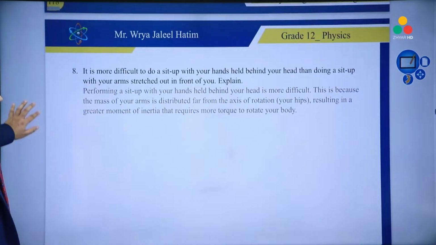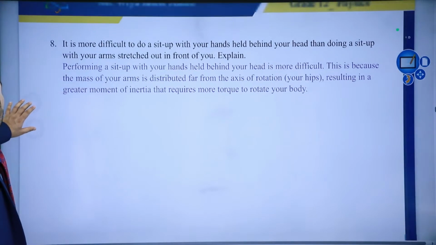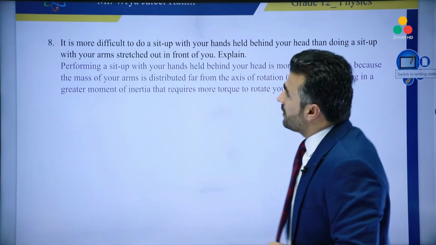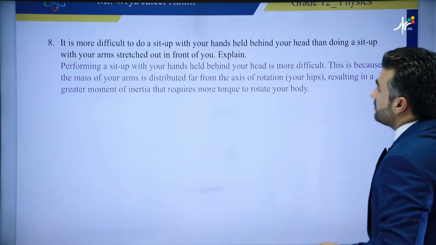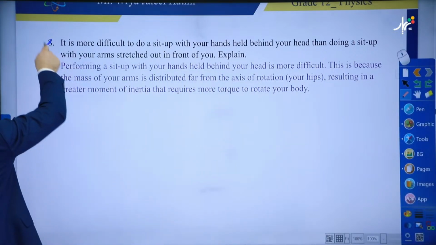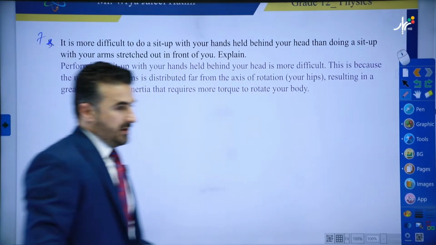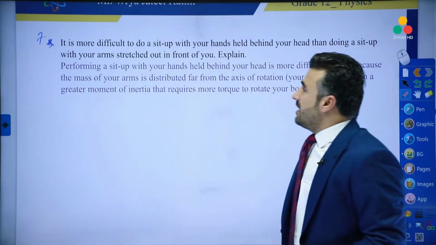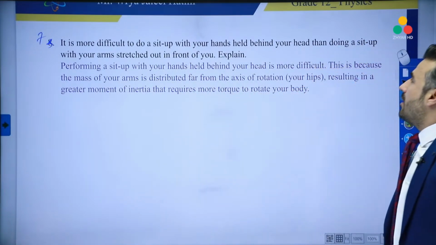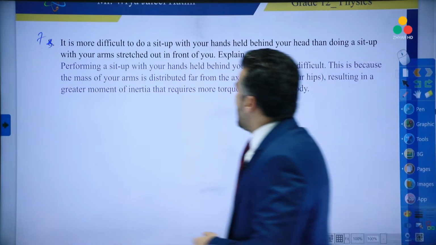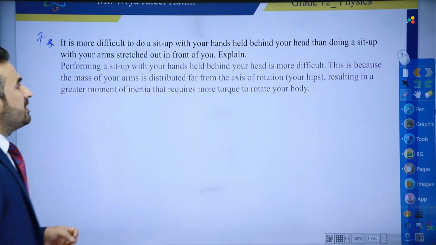Moving on, there's a question here. I think it's question 7. Yes, I think it is 7. You can double check with this. All right, it says what? It is more difficult to do a sit-up with your hands held behind your head than doing a sit-up with your arms extended out in front of you.